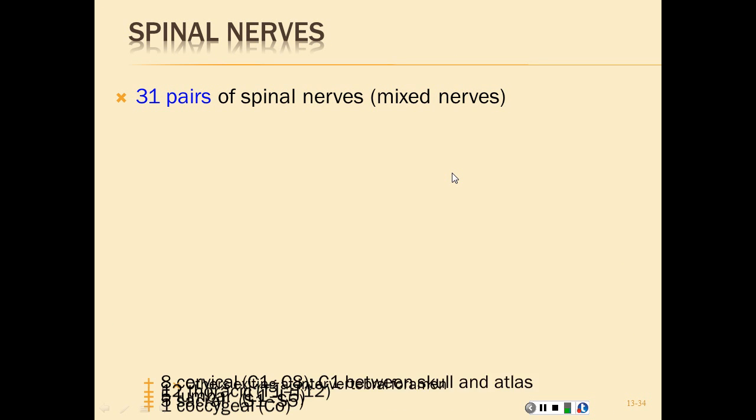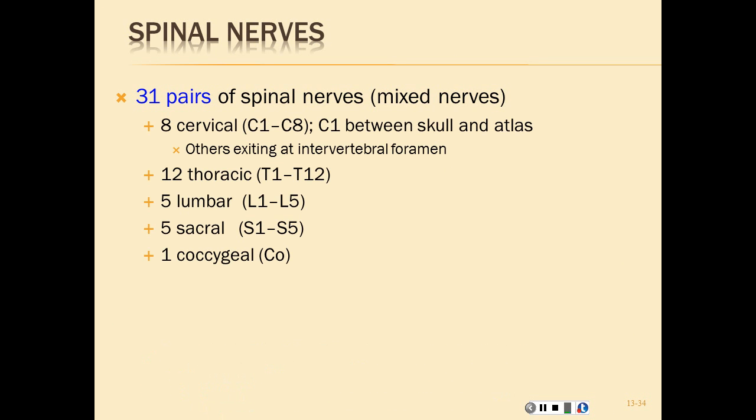Now there are 31 pairs of spinal nerves. We have 8 cervical, 12 thoracic, 5 lumbar, 5 sacral, and 1 coccygeal.